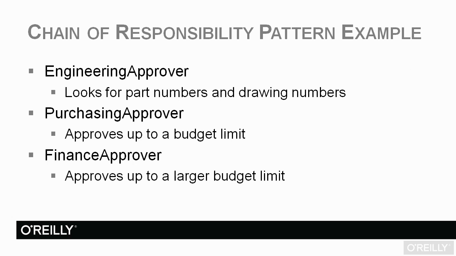Descending from that approver abstract class, we'll have an engineering approver, and their role will be to look for proper part numbers and drawing numbers. Then we'll have a purchasing approver, and the purchasing approver will be able to approve any material up to a certain budget limit, and they'll be able to disapprove material that's over a certain budget limit. And somewhere in between, they'll need to pass it along to finance. And then we'll have a finance approver, and they can approve a larger budget limit than the purchasing representative. And of course, they'll also disapprove something that's completely absurd.